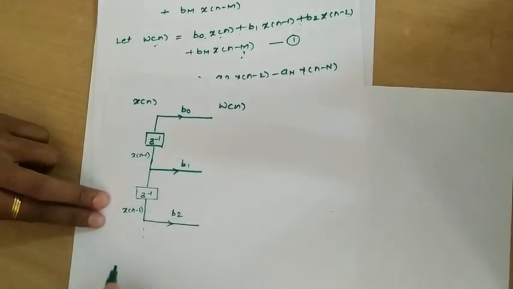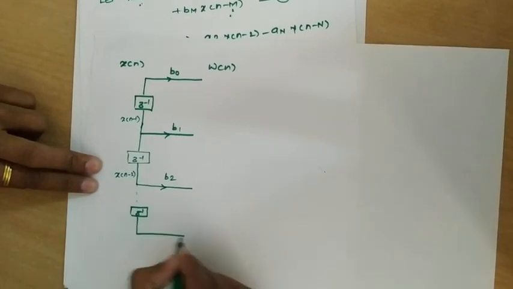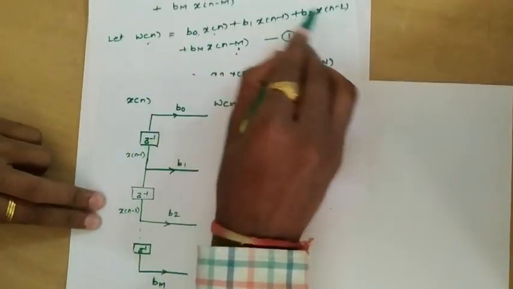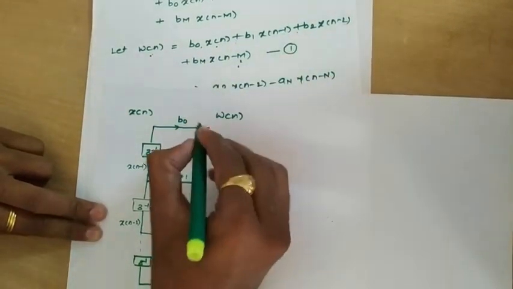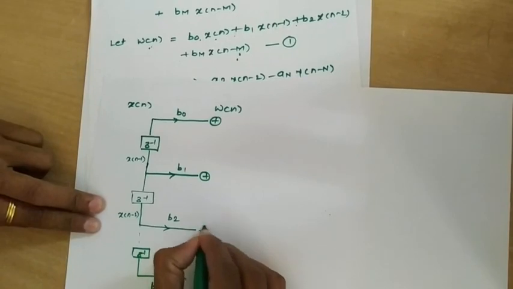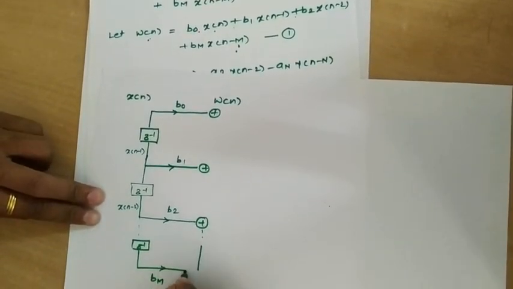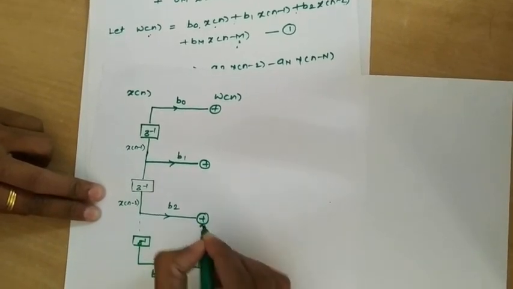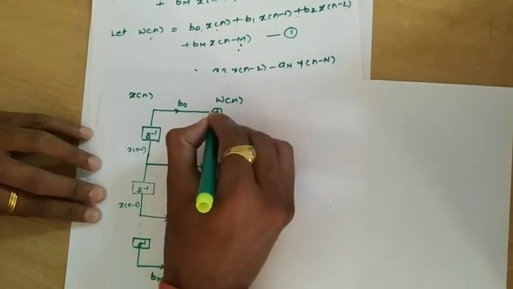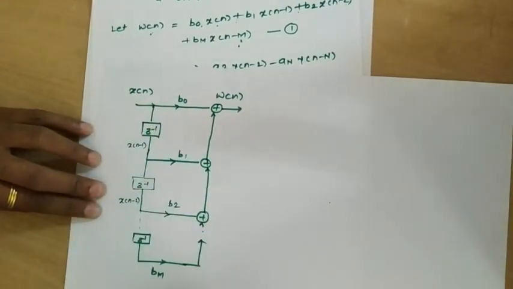Next, to the last term, we'll take another delay element z inverse, which is multiplied with b m. Now all these coefficients are added. So we'll add, this is a plus, plus and plus, and the last element will be added in the same way. So here all these terms are added, and based on that we'll get the output as w n.